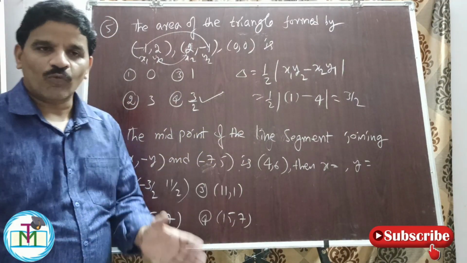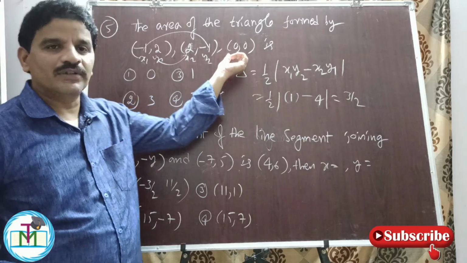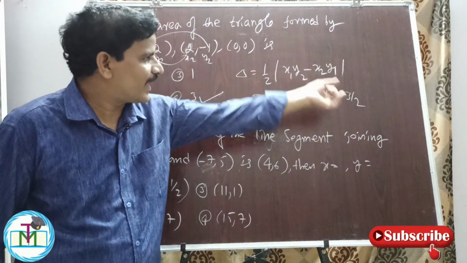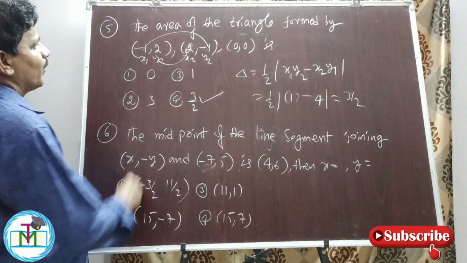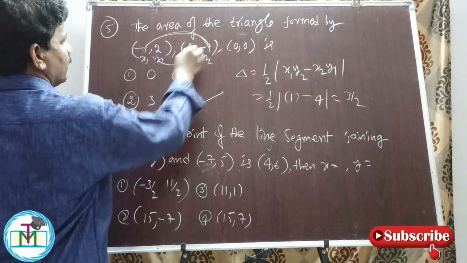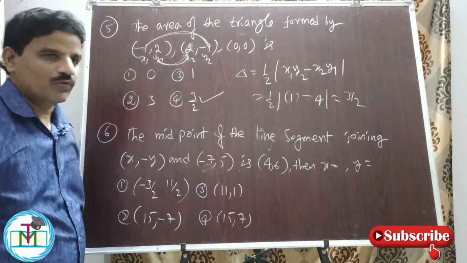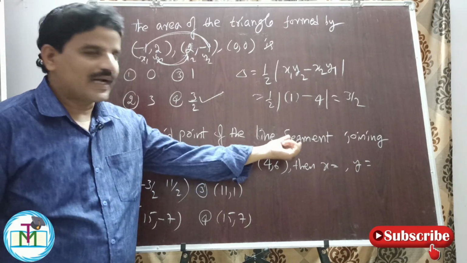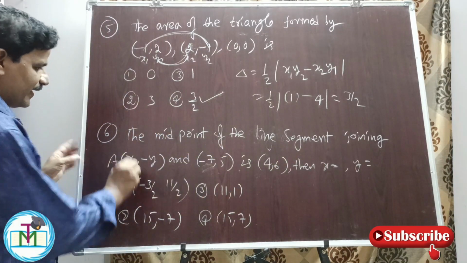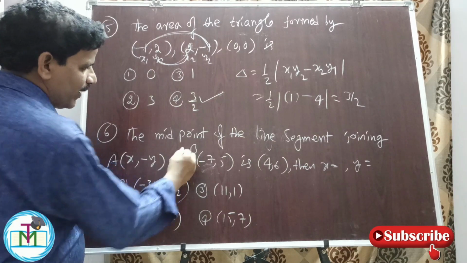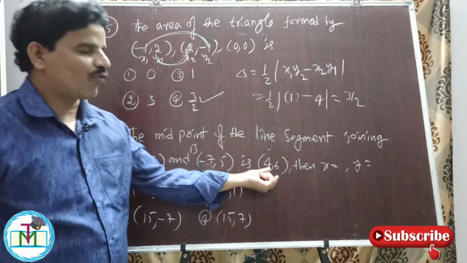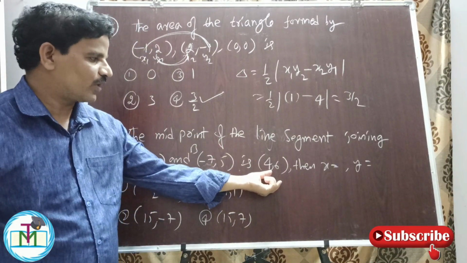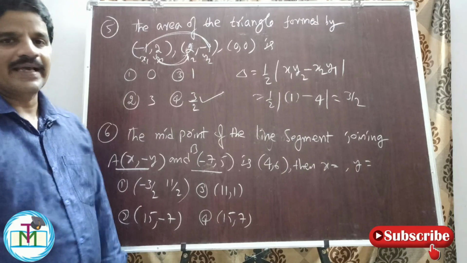So therefore whenever one point or one vertex is 0 comma 0, the area of the triangle formula is half of x1 y2 minus x2 y1. Like this you have to multiply here, external elements minus internal elements, 1 by 2 into. Right? For question number 6. The midpoint of the line segment joining A x comma minus y, and B minus 7 comma 5 is 4 comma 6. So the midpoint of these 2 points is given, which is 4 comma 6. Then find the values of x comma y.